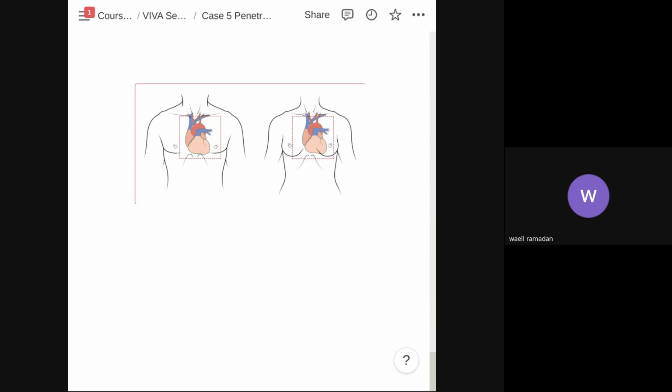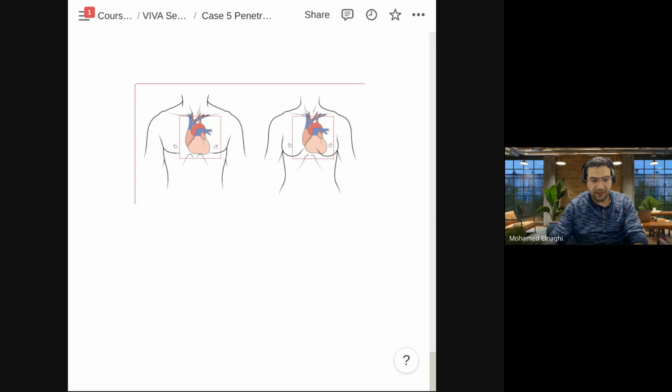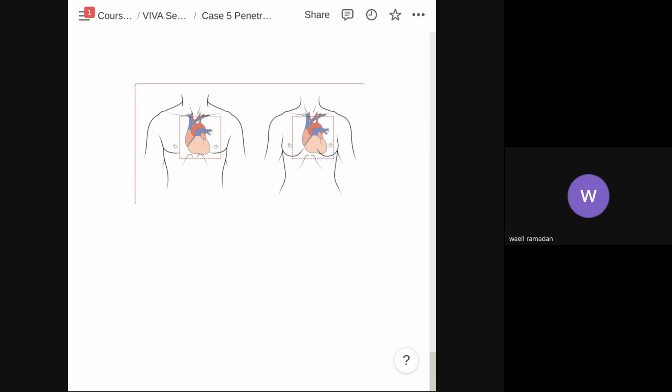This one, the emergency resuscitative thoracotomy, I never did it, but it's in the curriculum, so you will be surprised what will be in the curriculum, and you will see it in the exam. Yeah, that's fine. If we can go to another one, please.